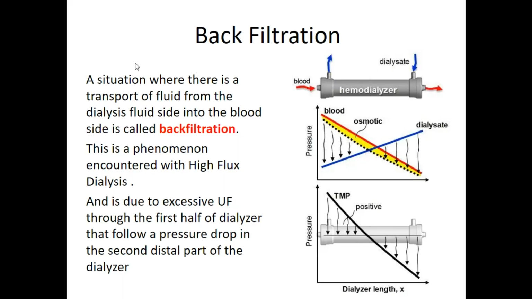The phenomenon of back filtration means a situation where there is a transport of fluid from the dialysis fluid side into the blood side, and this is a phenomenon encountered with high flux dialysis and is due to excessive ultrafiltration through the first half of the dialyzer that follows a pressure drop on the second distal part of the dialyzer, and so pressure moves the fluid from the dialysate side into the blood side.